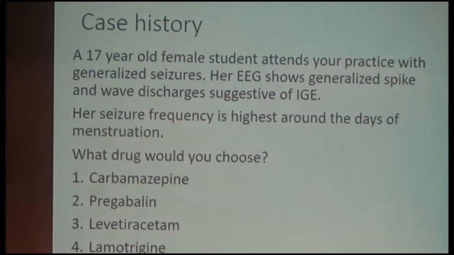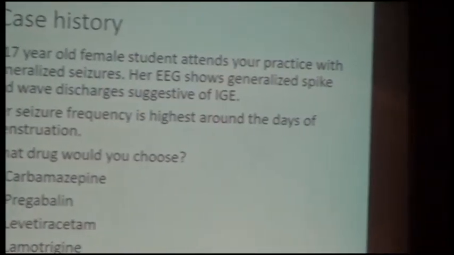Case history, third one. A 17-year-old female student attends your practice with generalized seizures. The EEG shows a generalized spike and wave discharge suggestive of idiopathic or genetic generalized epilepsy. The seizure frequency is highest around the days of menstruation. What drug would you choose? Number 1, 2, 3, 4, 5. Okay. Half-hearted responses.